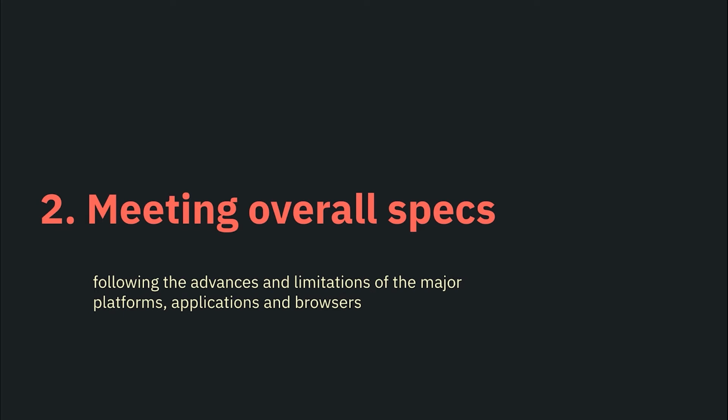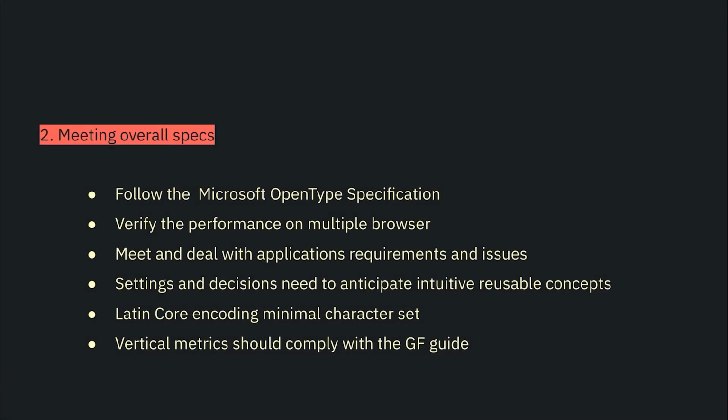Meeting overall specs. Working for a broad group of users requires thinking globally, anticipating multiple further cases, and considering the others and their necessities. Setting the fonts to work widely on the web implies meeting the advances and limitations of the major platforms, applications, and browsers, and this requires that we follow the Microsoft OpenType specification as a common ground of reference and understanding. To verify multiple browser support, including some older versions, often marks more restrictions than desired.